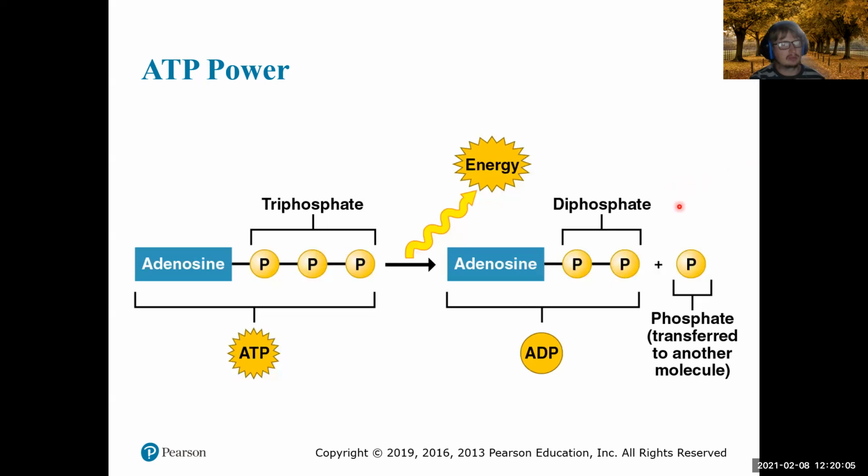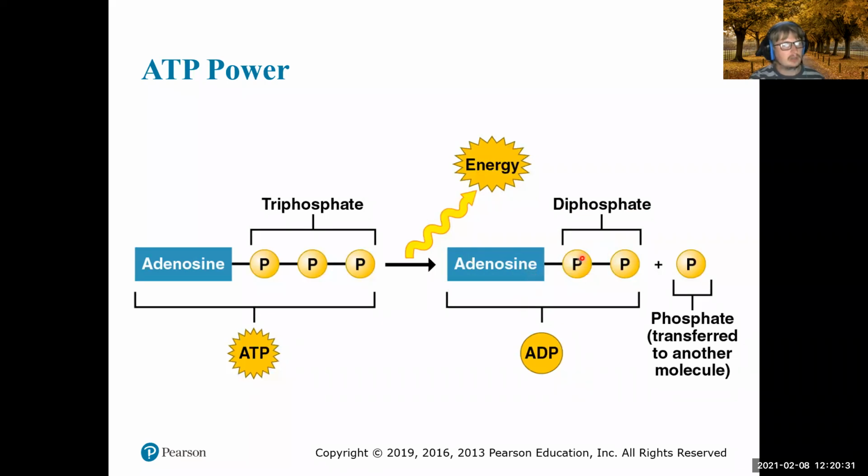And so that's basically what happens whenever we use energy from an ATP molecule. You'll have a process where this bond will be broken between the second and third phosphate group. Energy will be released. That phosphate molecule will be transferred to another molecule, and you'll be left with adenosine diphosphate, so ADP.